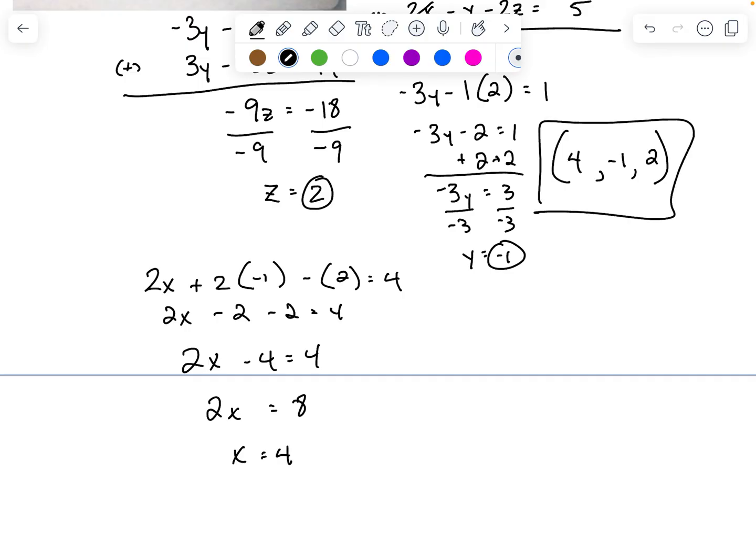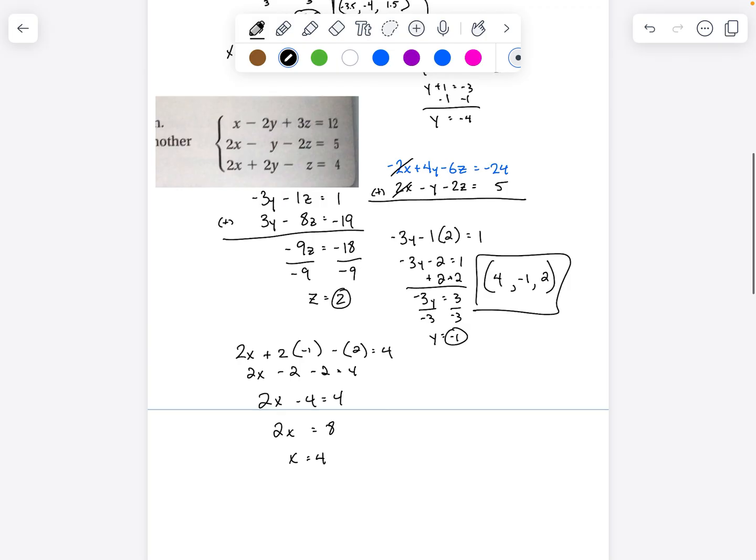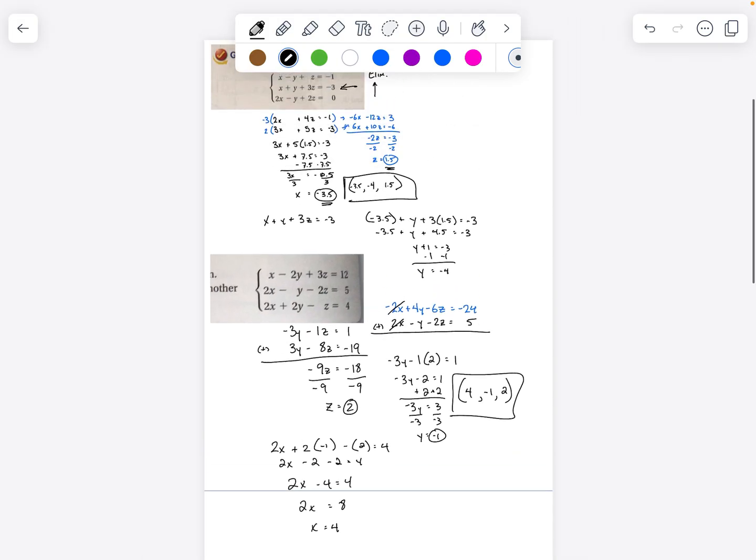And boom, I have my answer. Right? That's the idea. That's how you do elimination. One of them was a little easier than the other, but that's generally the idea of elimination.